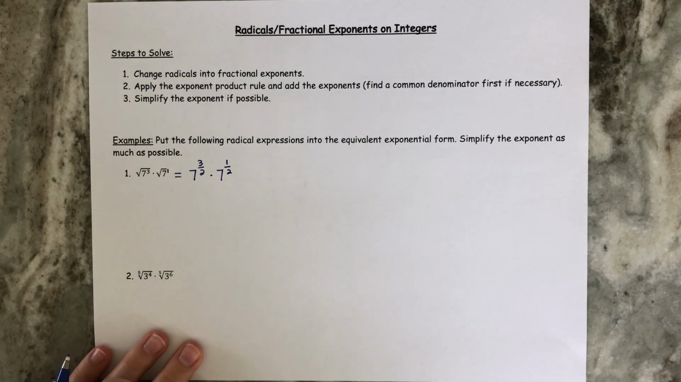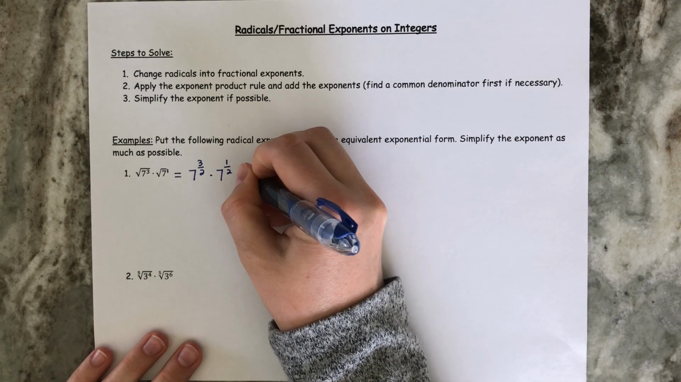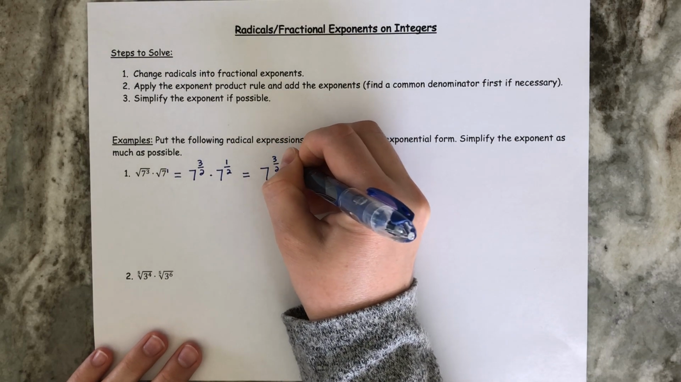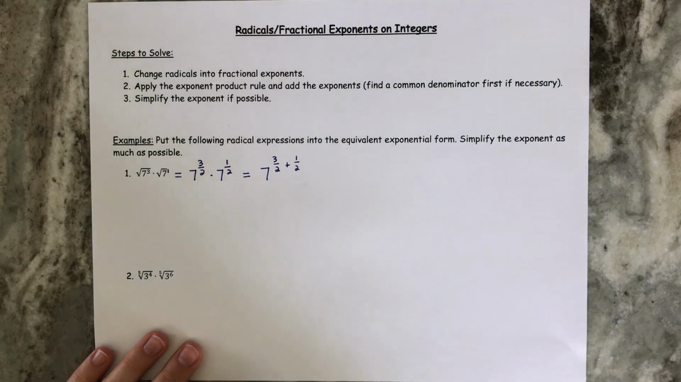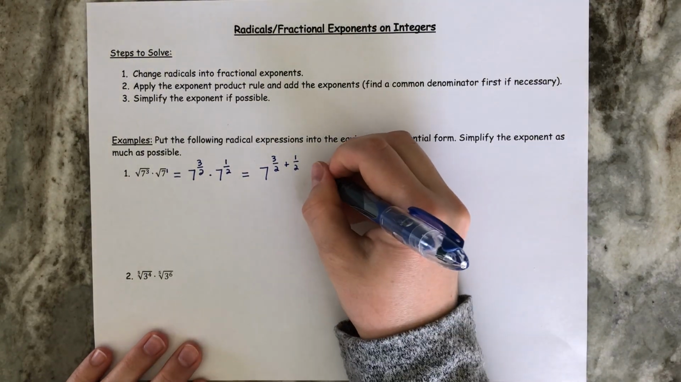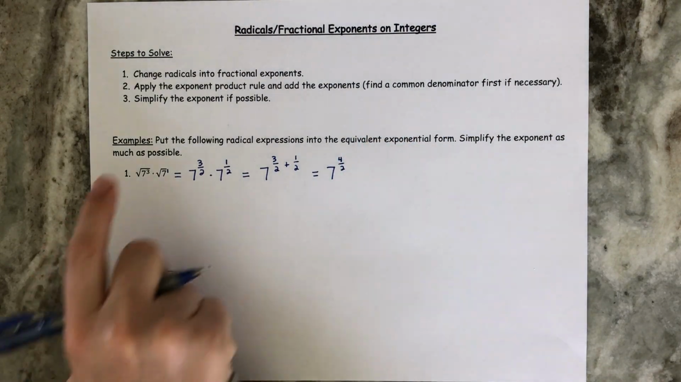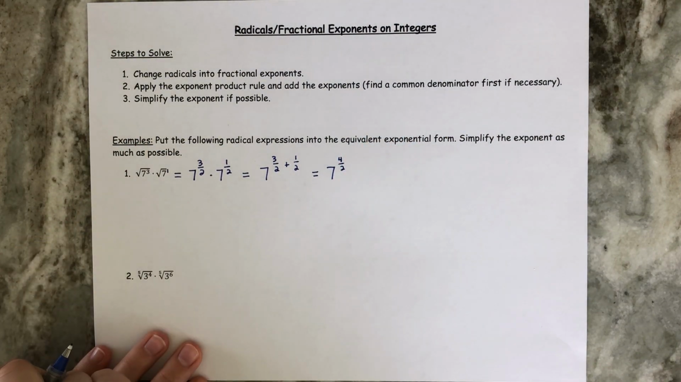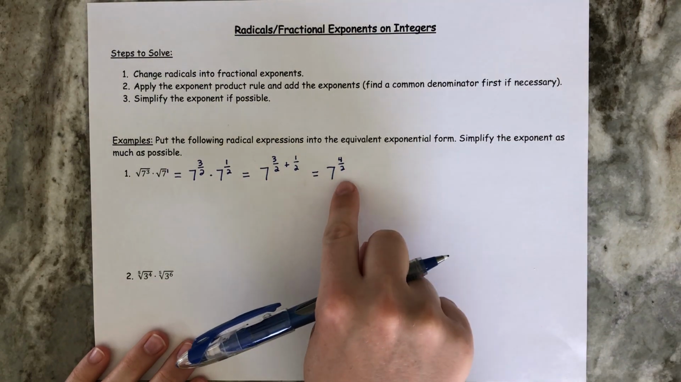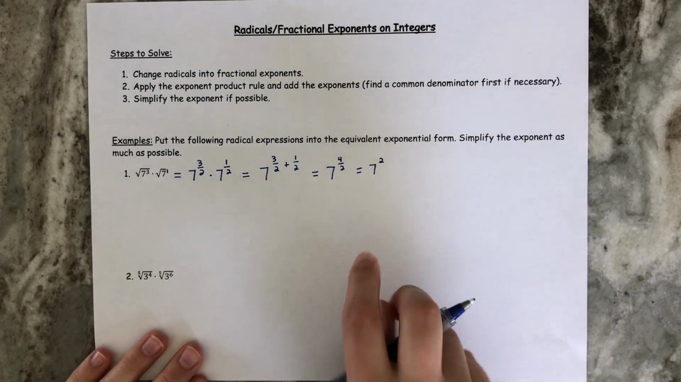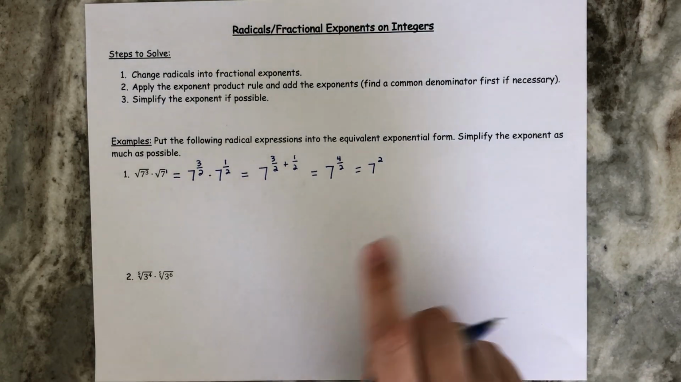So that's step 1. Step 2 is we're going to apply the exponent product rule and add the exponents. So this is going to be equal to 7 to the power of 3 halves plus 1 half. And we can simplify that to 7 to the power of 4 halves. And then the third step is just simplifying our exponent as much as possible. So 4 halves, we can reduce that fraction. So that is 7 squared. And I know that you could rewrite that as 49.